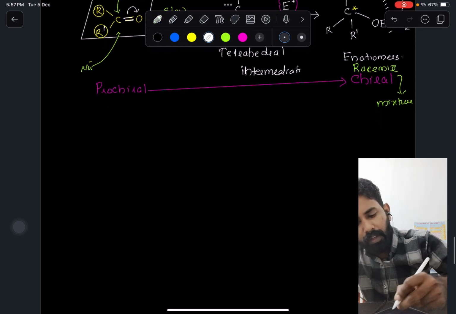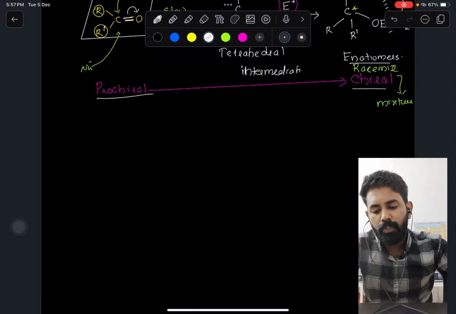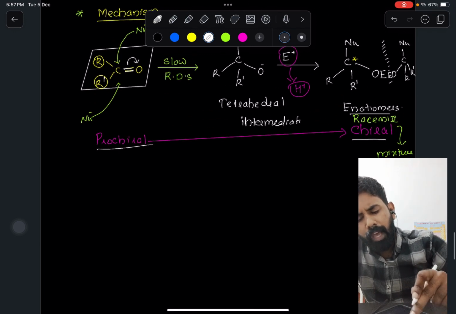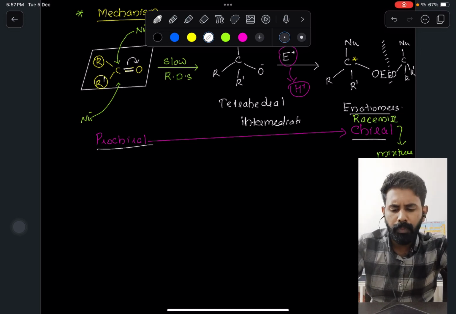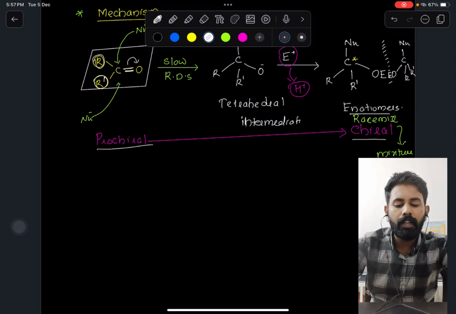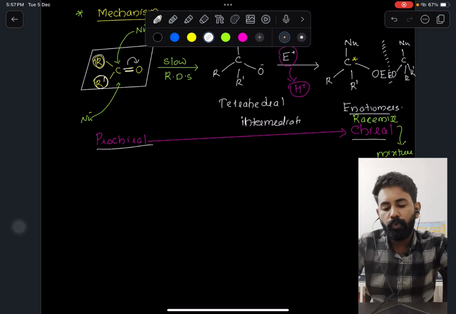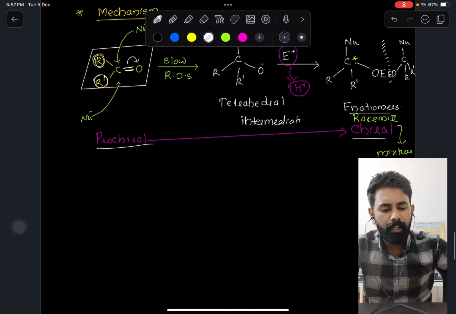Now, prochiral, chiral, enantiomers, racemic mixture. You don't have to think much about what a prochiral compound is. In this case, you just have to look at the structure of the aldehyde or ketone that you are starting with. If you are having two different groups attached here, that definitely will result in the formation of enantiomers, that is, racemic mixtures. So you don't have to worry much. Okay. So this is the mechanism of the nucleophilic addition reaction. So simple mechanism, that is it.